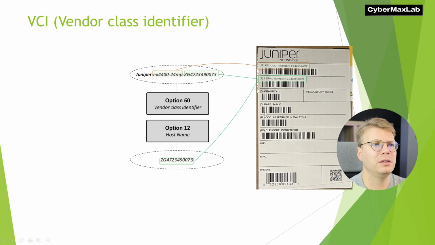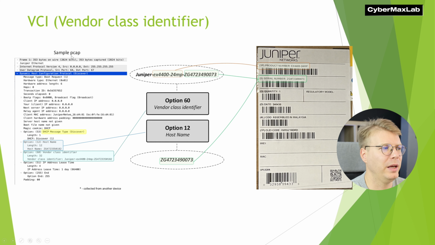So next, let's look at the box and the label which we've just seen. And here now you can see that we have a perfectly matching model and serial number, right? So now we can attach our box to our output from the DHCP logic. And this is a sample PCAP from the same device. We can see that this is a discover message moving out, and we see option 12 and option 60. So this is what is going out to the DHCP server.